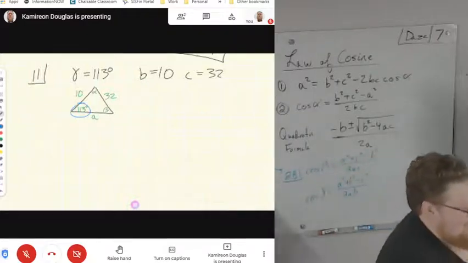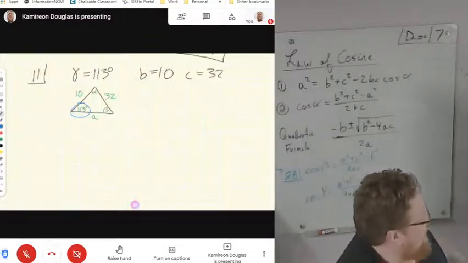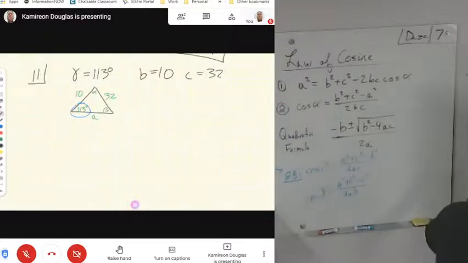Are you looking for all the missing sides and angles? Yep. So we're looking for all the missing sides and angles. Let's do it. I'm going to plug in the formula. Now in this case, I'm using gamma. So my setup is going to be as follows.